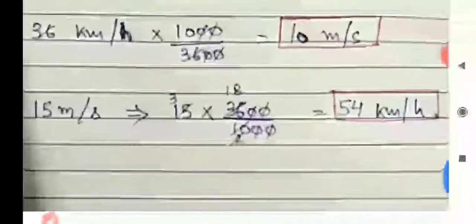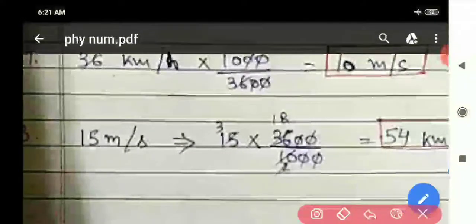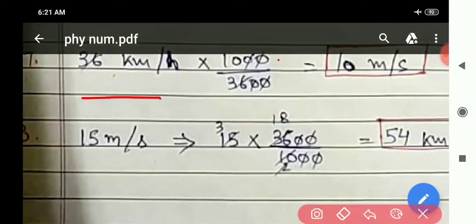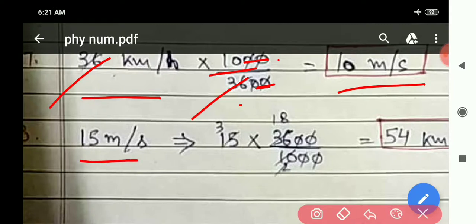See here, 36 multiplied by 1000 upon 3600, by cancelling out 20 with the 20, 36 is cancelled out with 36 and the value remains as 10, that is 10 meter per second. And next is 15 meter per second, again multiplied by, see, for kilometer per hour we are multiplying with 1000 upon 3600, and for meter per second we are multiplying with 3600 upon 1000.